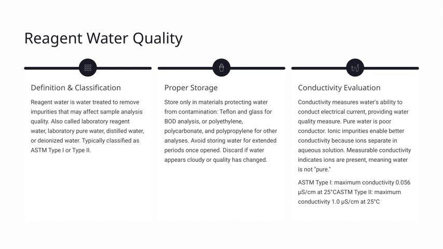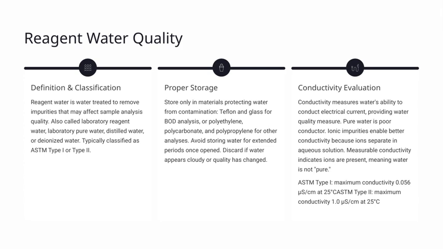Next, let's discuss conductivity evaluation. Conductivity is a measure of how well water can conduct electrical current, and it serves as a good indicator of water quality. Pure water is actually a poor conductor because it has very few ions. However, the presence of ionic impurities makes water conduct better because these ions separate in solution, allowing current to pass through. So, if we measure conductivity and find it's higher than expected, that indicates ions are present, and the water isn't as pure as it should be.